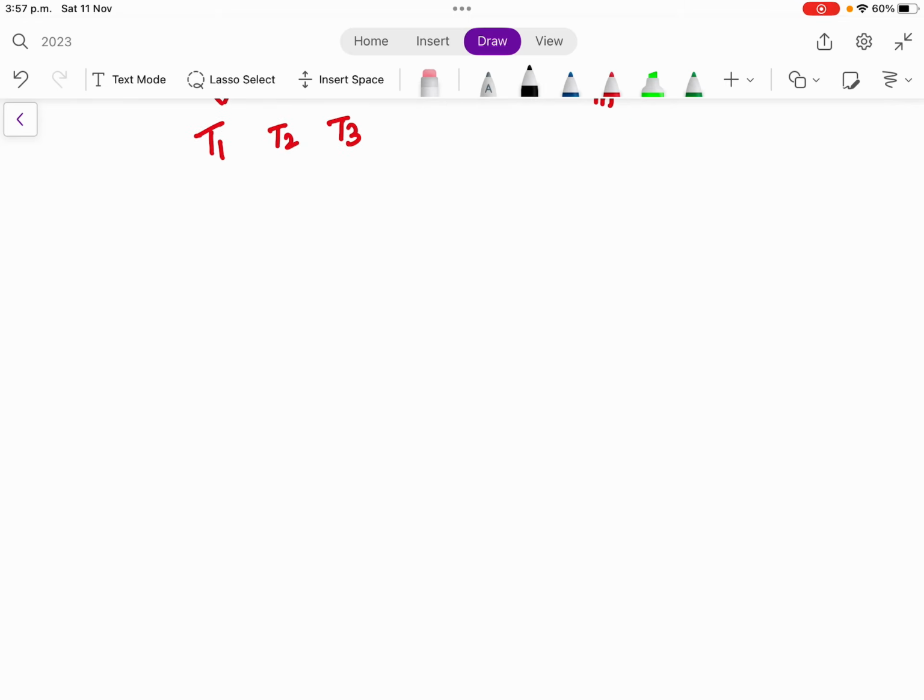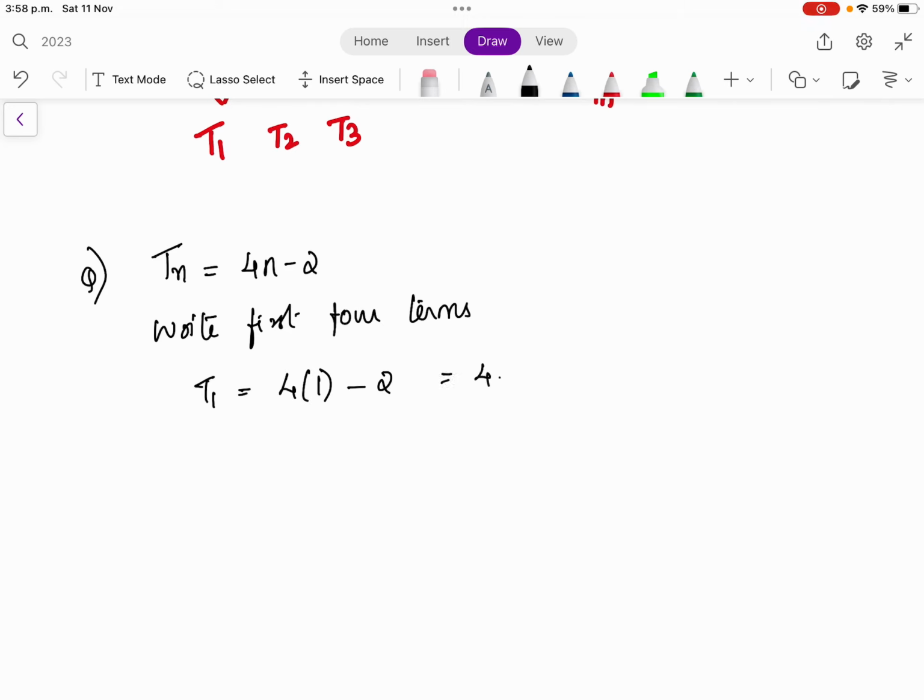Now, if you are given the nth term of a sequence, for example 4n minus 2, how will you write the first 4 terms? Given Tn is equal to 4n minus 2, to find the first 4 terms you need to put in the values. T1 is equal to, instead of n, you sub in the value of 1. So 4 times 1 minus 2, which is 4 minus 2, which is equal to 2. The second term is 4 times 2 minus 2, which is 8 minus 2, which is equal to 6.